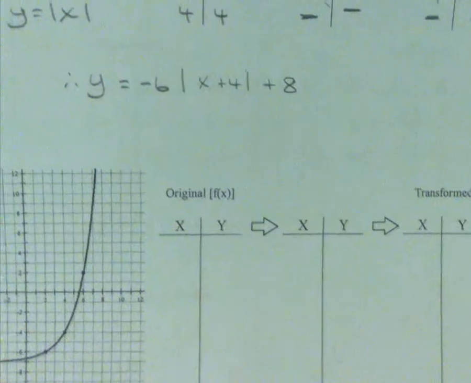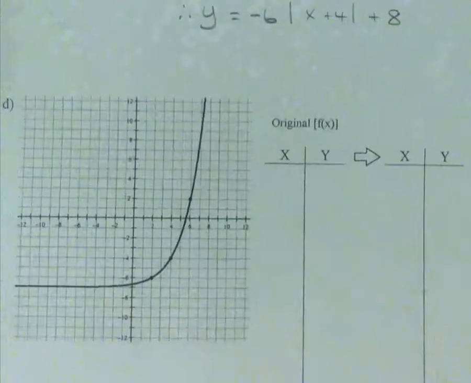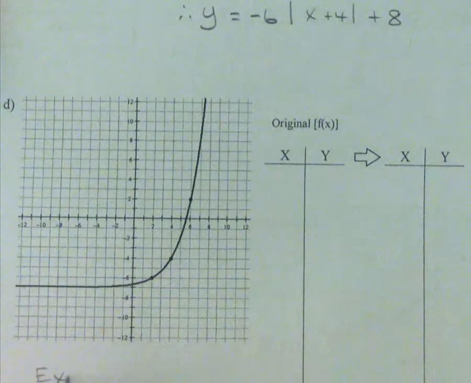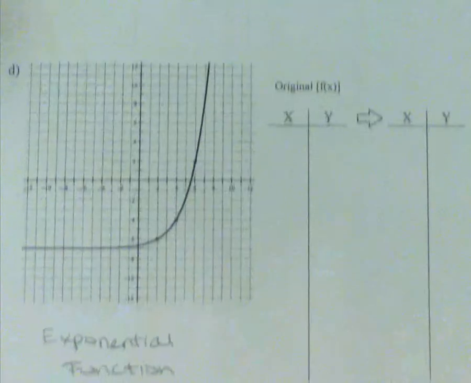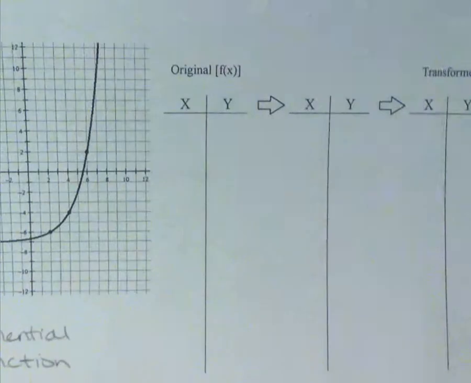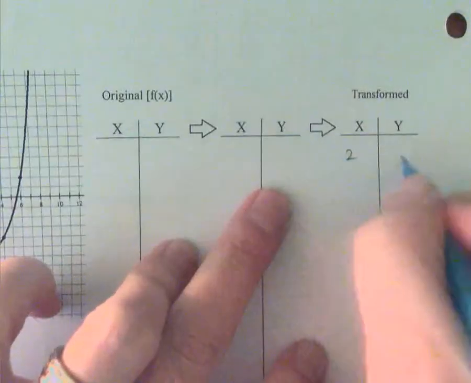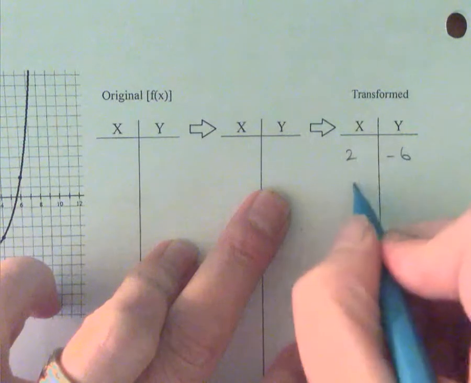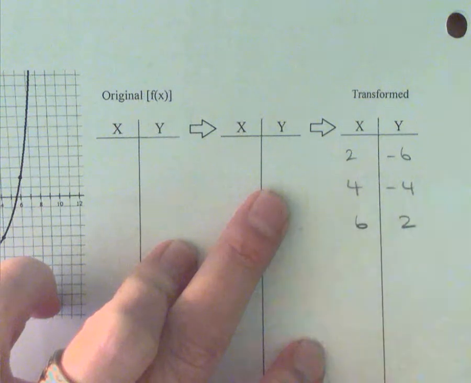Okay, if I look at this next one, I don't know what the original function is other than it's exponential. So I know that this is an exponential function. So I need to find the base. So what I'm going to do is take the points they've given me and put them in as my transformed. So I have 2 and minus 6, 4 and minus 4, and 6 and 2.